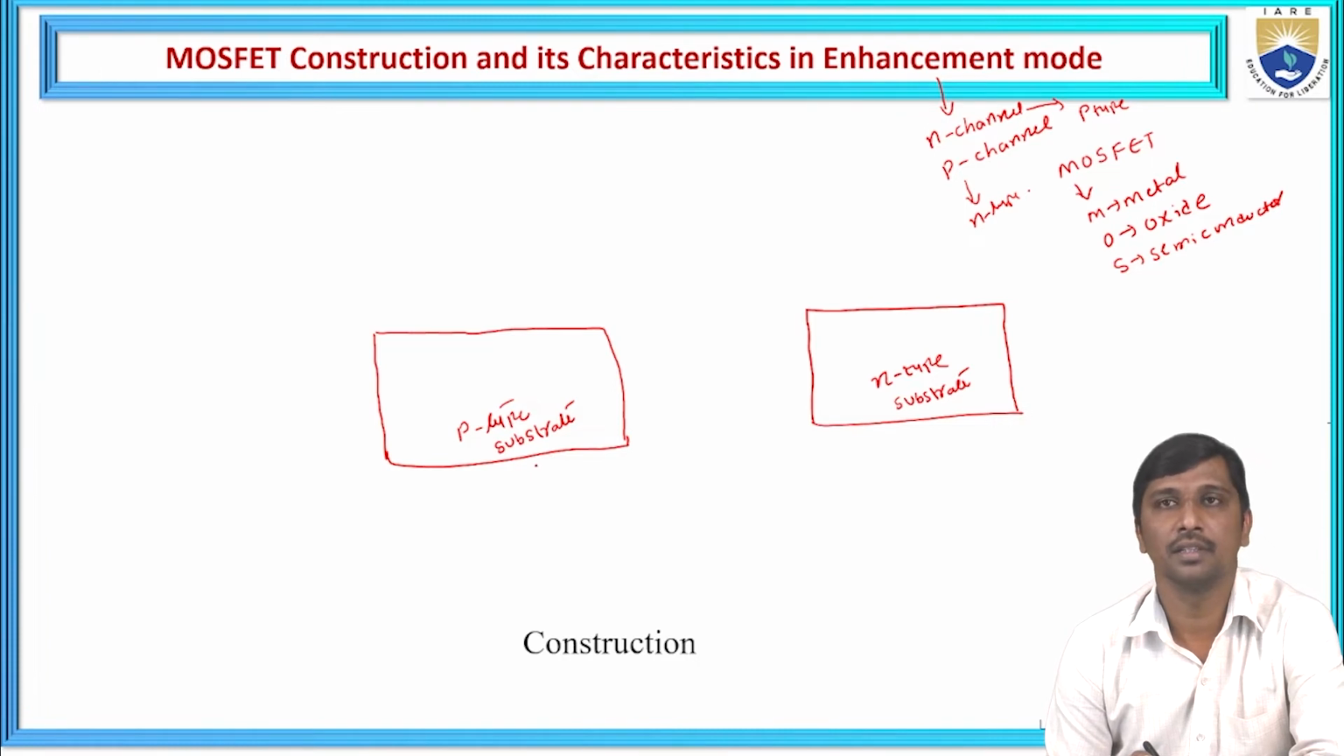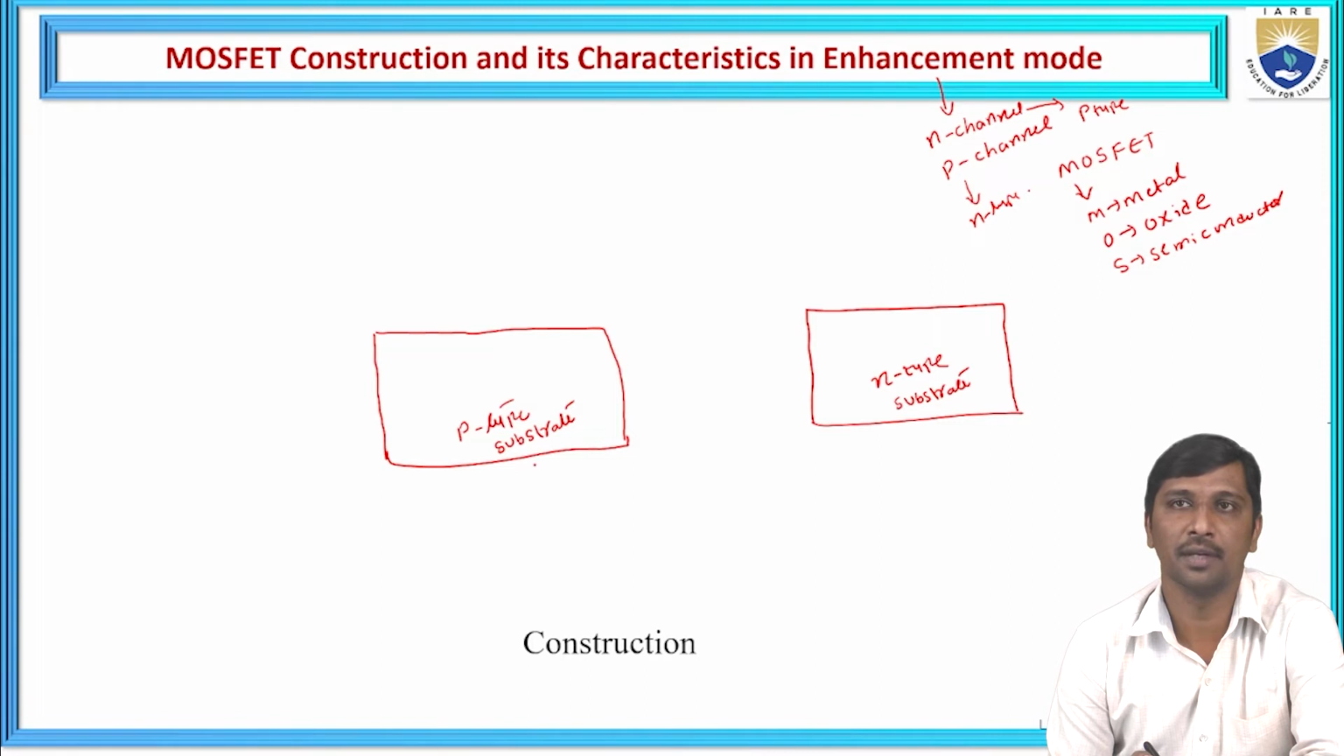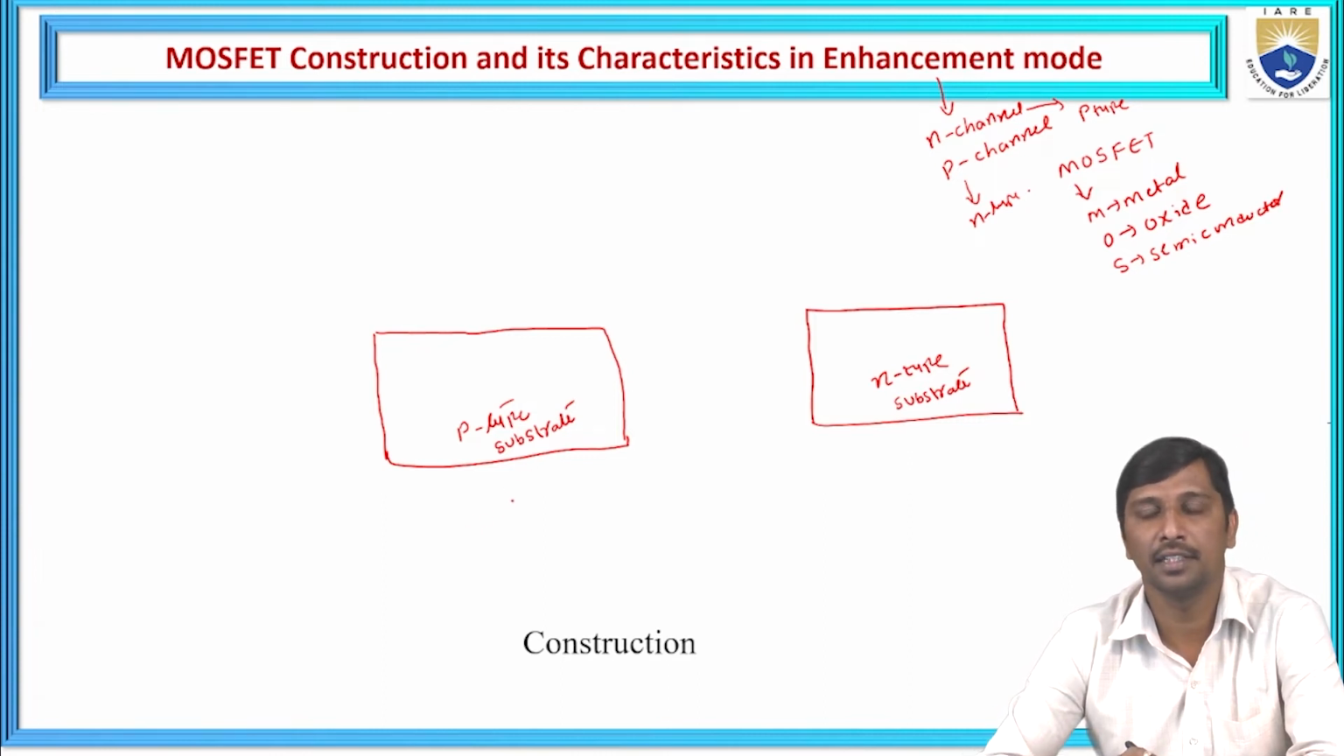But do you remember the basic difference between the enhancement mode and the depletion mode? In an enhancement mode, while constructing, no channel is established between the drain and the source. But while constructing the depletion mode MOSFET, we need to establish a channel between the drain and the source.